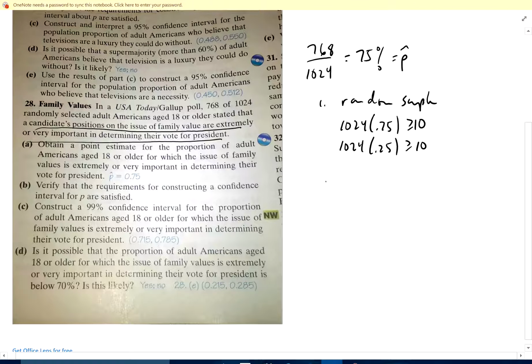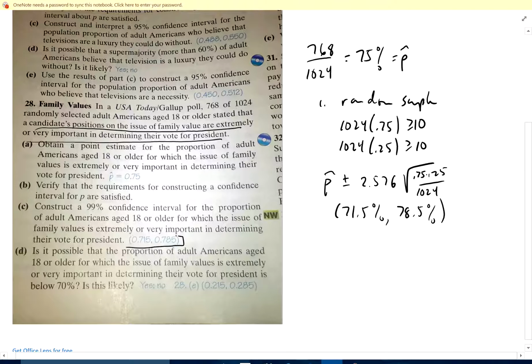C, 99% confidence interval: p hat plus or minus 2.576 times the square root of 0.75 times 0.25 over 1,024, and if you do that, p hat's going to be 75, of course. You will get 71.5% to 78.5%. Now, if you do it in your calculator, it might be slightly different, depending on whether these answers were done using the table in the back or not, but as long as you're really close to that, you're good.